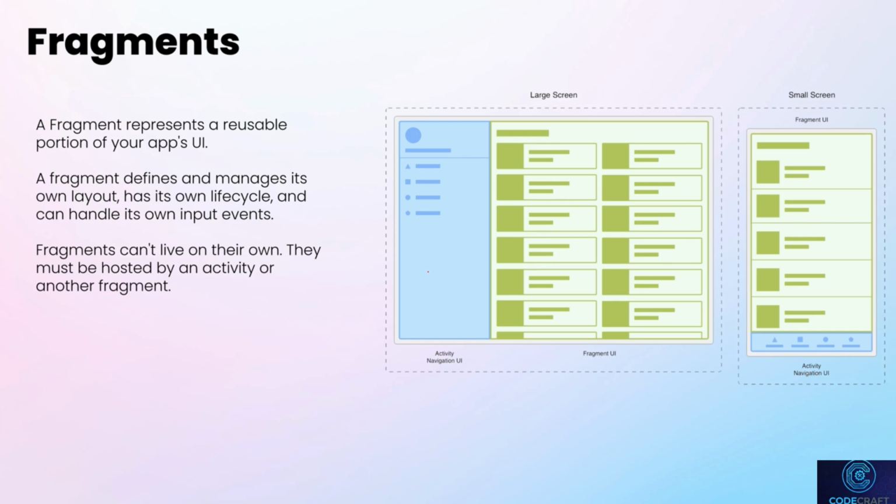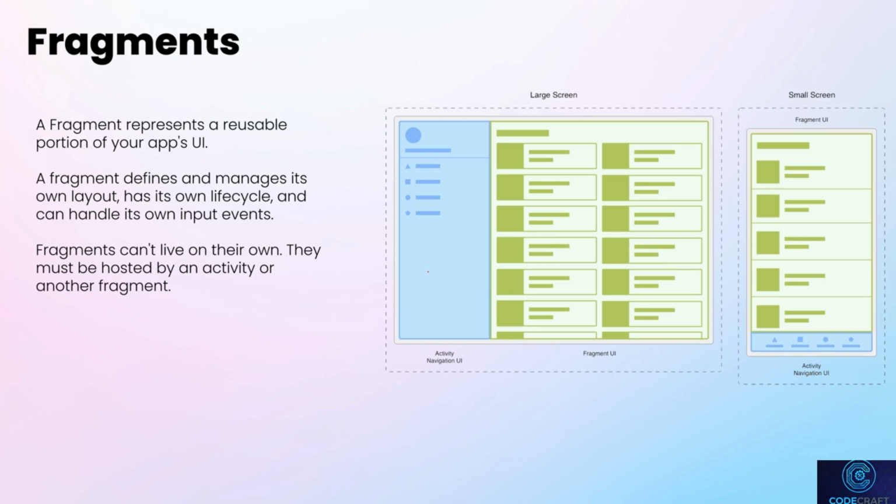Fragments allow you to break your app's user interface into smaller, reusable modules. Each fragment represents a specific part of the UI, such as a screen or a portion of a screen. And fragments are especially important for creating responsive applications. They allow you to adapt your UI to various screen sizes, orientations, and different devices.